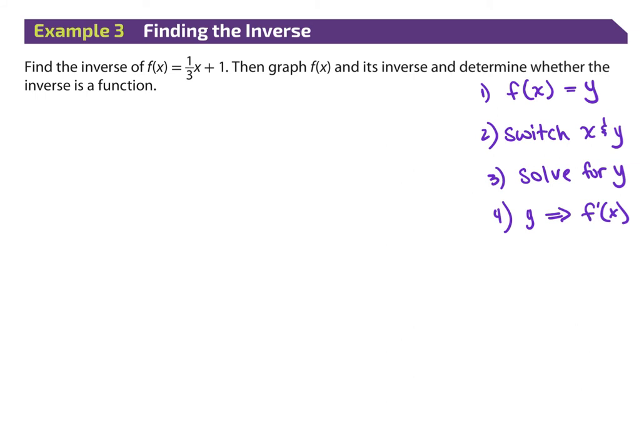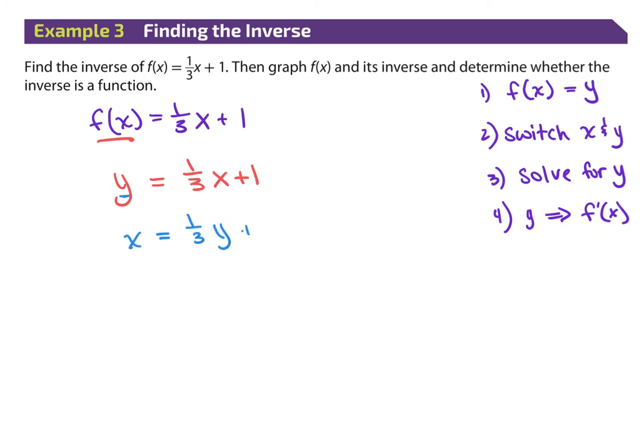But, all right. So for this guy, we have f of x equals 1/3 x plus 1. So my first step is to rewrite this guy and make that f of x a y. Step 1. All right, step 2, switch them. So I'm going to write my x here, and I'm going to write my y there. All right? And then I'm going to solve for y. How do I get y by itself? Well, I subtract that 1 over.